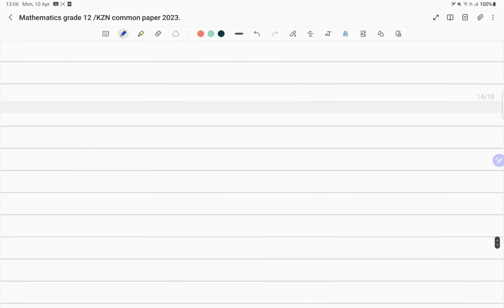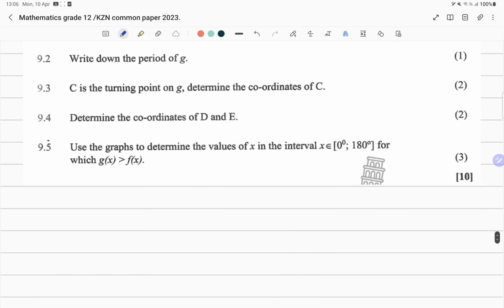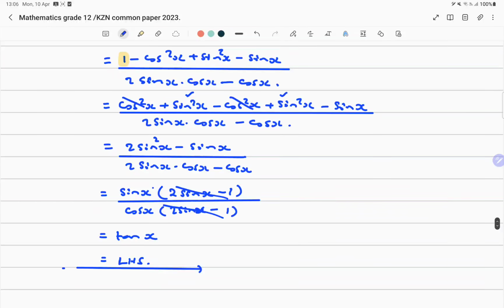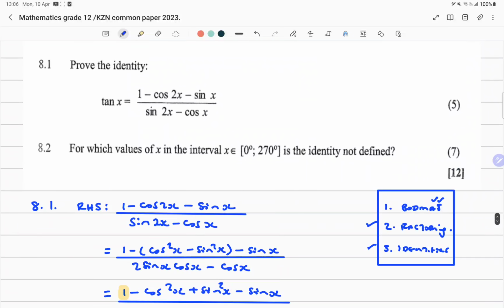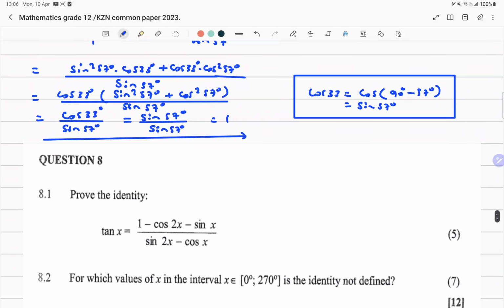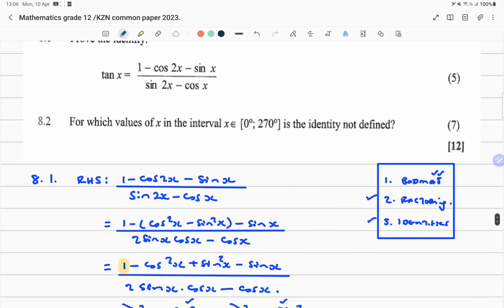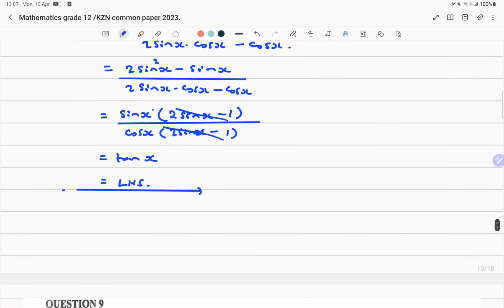I have a bit of a problem now, guys. And this problem is serious, you know. I don't have space to deal with the next question, which says, now prove, for which values of x in the interval x is 0 to 270, meaning from the first quadrant to the third quadrant, is the identity not defined? So anything is always undefined if you divide by the denominator that is 0. So this will happen when this is equal to 0. Therefore, this expression becomes undefined. Okay? So the denominator has to be equal to 0 for that to be undefined.